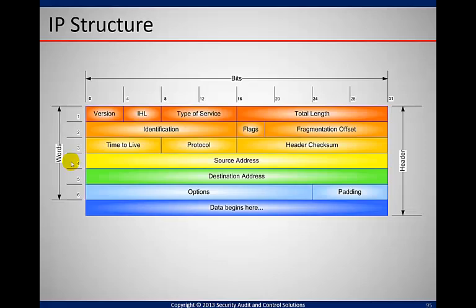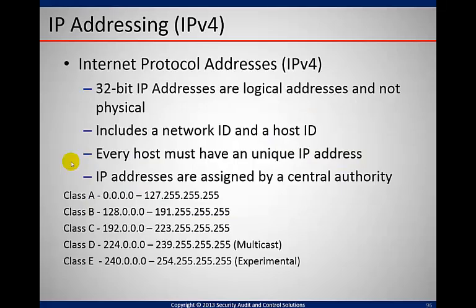Then if we look at IP version 4, it is an internet protocol address. It's 32 bits only, where IP addresses are logical addresses and not physical. It includes a network ID and a host. Every host must have a unique IP address, and IP addresses are assigned by a central authority. Now, we have different classes here, class A, B, and C in our network.